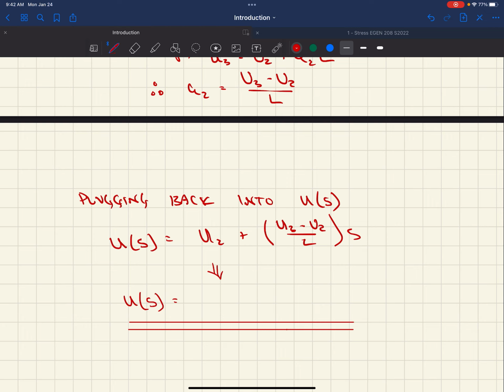And so another valuable form of this equation would be to pull out all of the U2 and U3s, and get a function of U2 and a function of U3. So we rearrange this: 1 minus S over L times U2 plus S over L times U3. These guys right here.